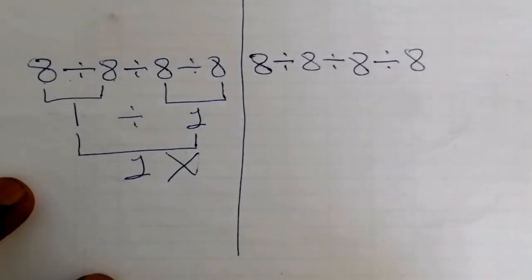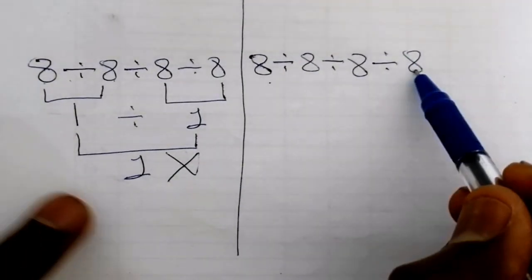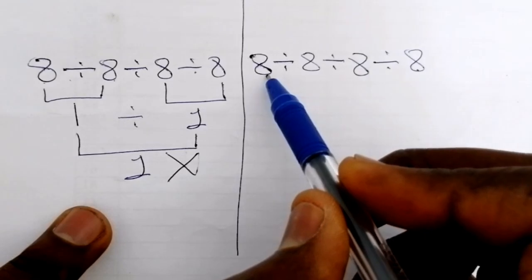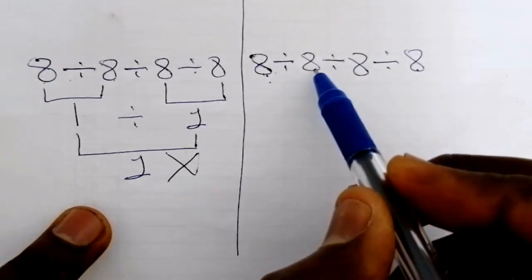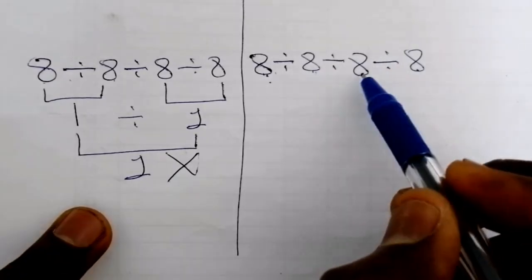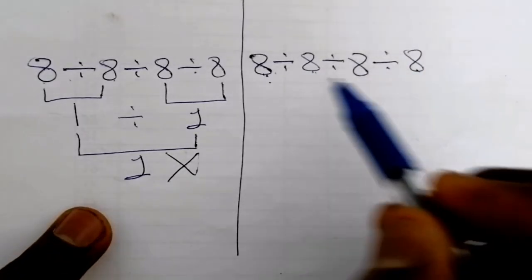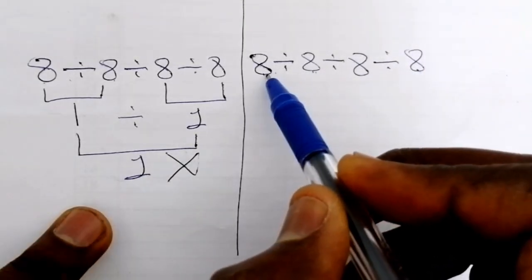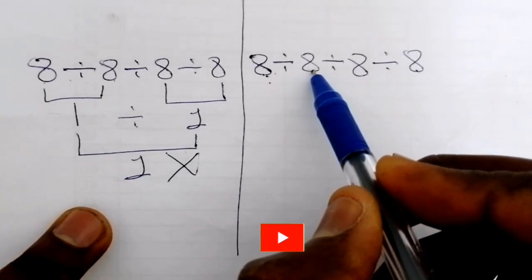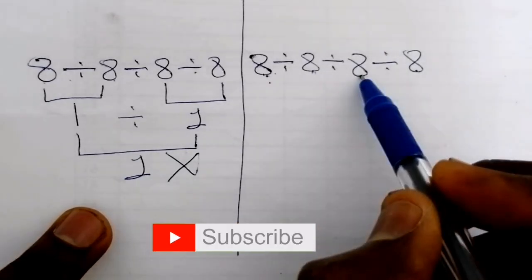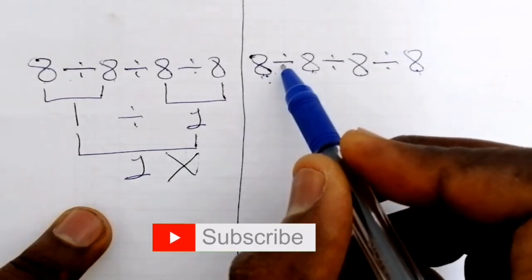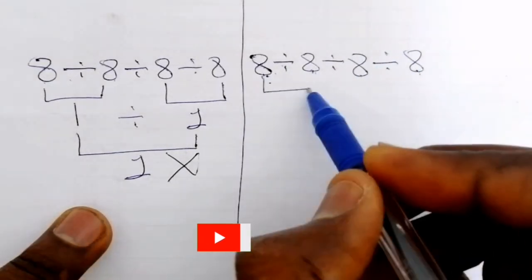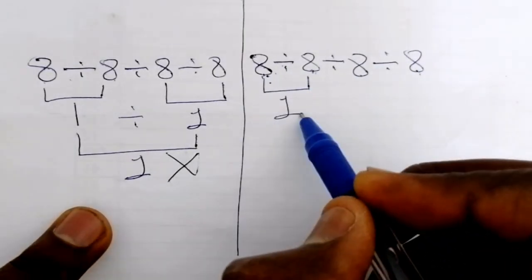Okay. In order to get the correct answer of this question, we need to divide from left to right. Okay. 8 divided by 8, then divided by 8 divided by 8. Here from left to right, we divide the numbers which are found on the left first, and next, and after that, this one is the final one. Okay. Then 8 divided by 8, which equals 1.